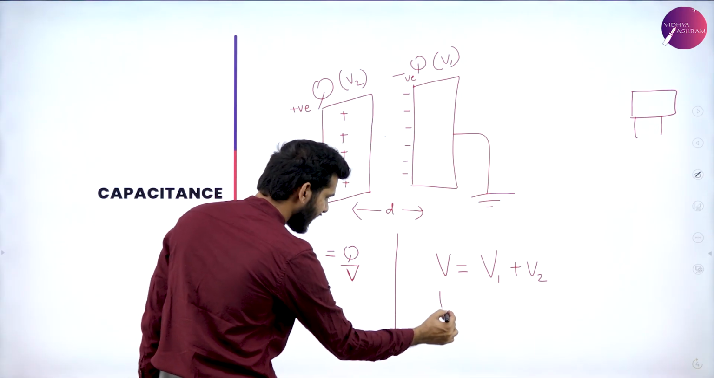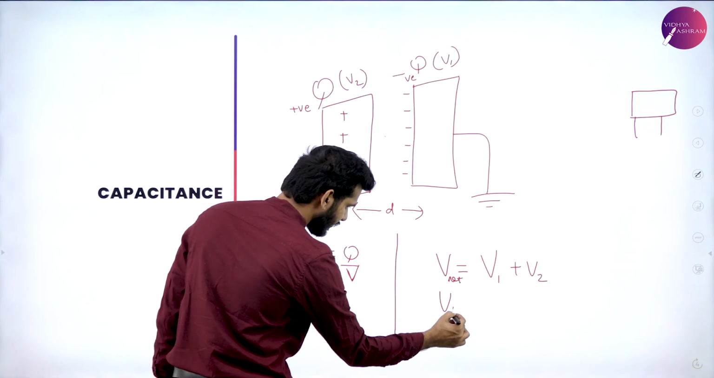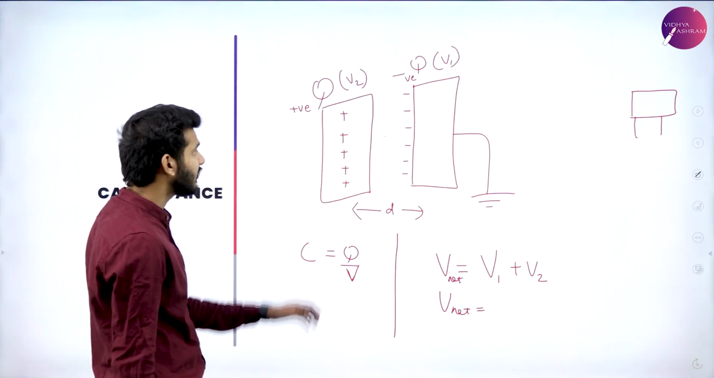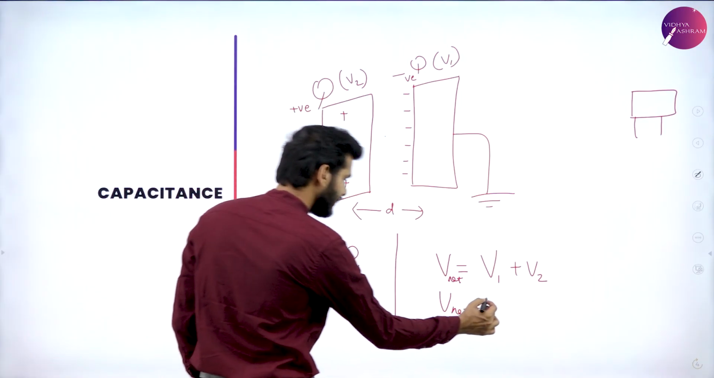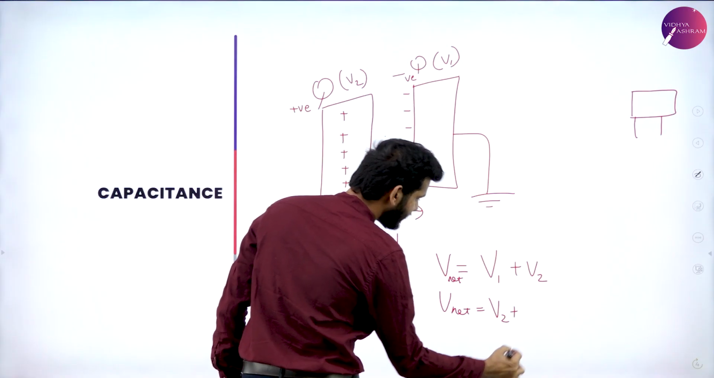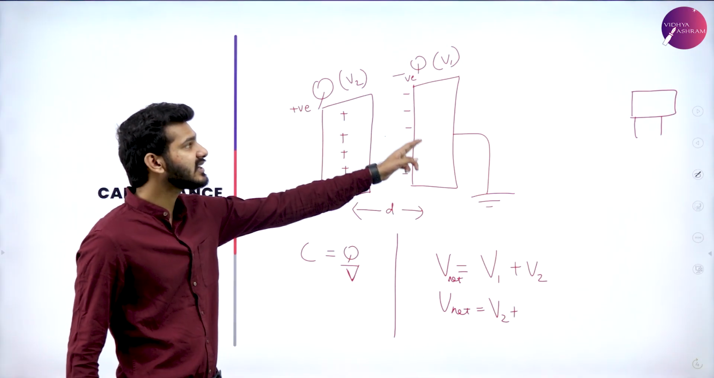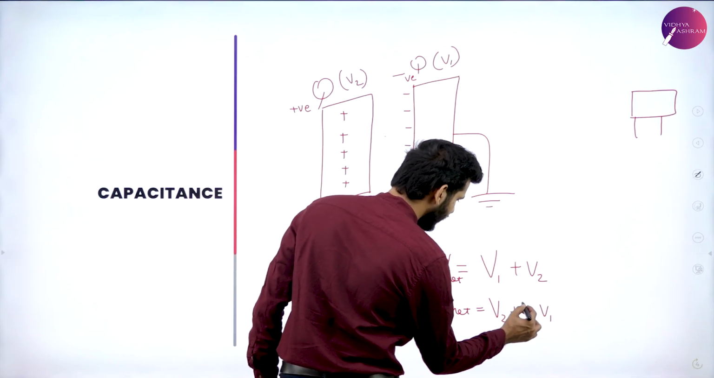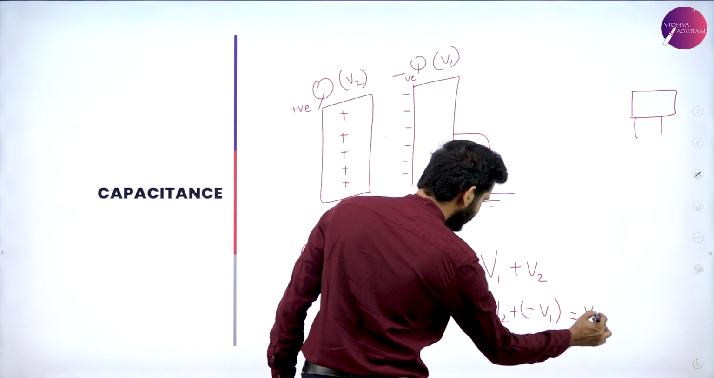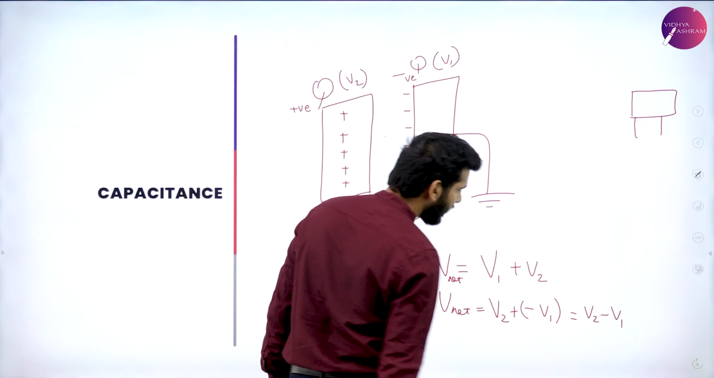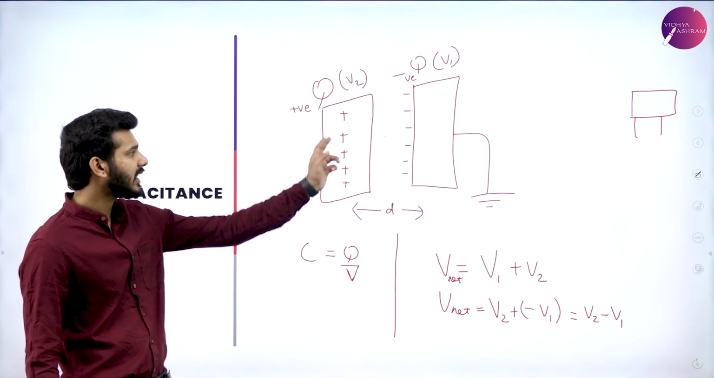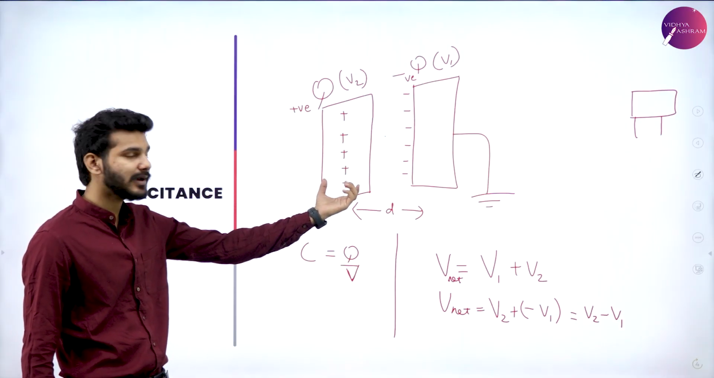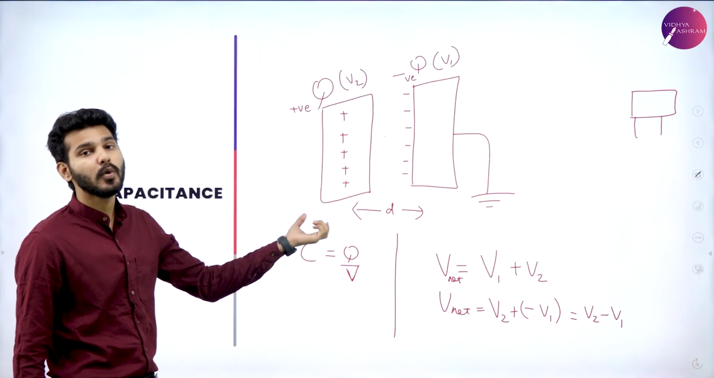So we can say that net V is equal to the potential due to the positive charge, which is V2. Again, that is positive, but the potential due to the negative charge is negative. So we can write it as minus V1, meaning V2 minus V1 will be the net potential at that particular point, which means that I have decreased the potential of this particular plate so that it can store more.